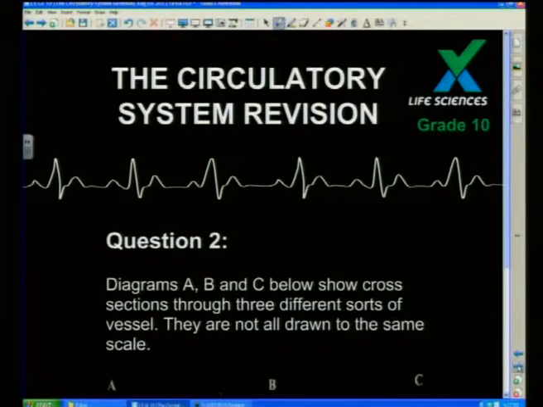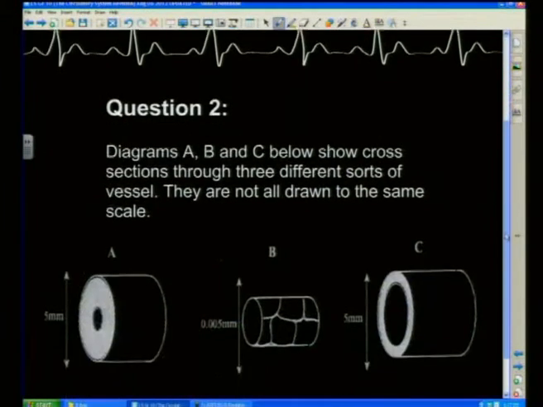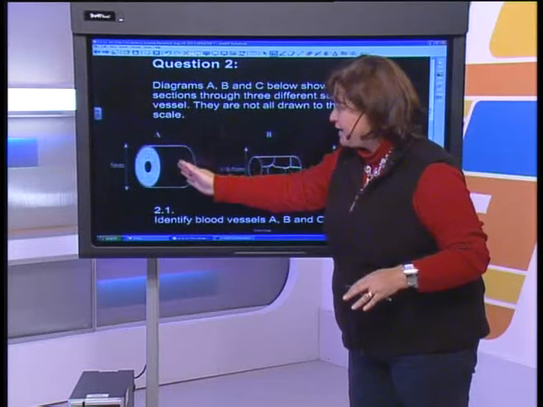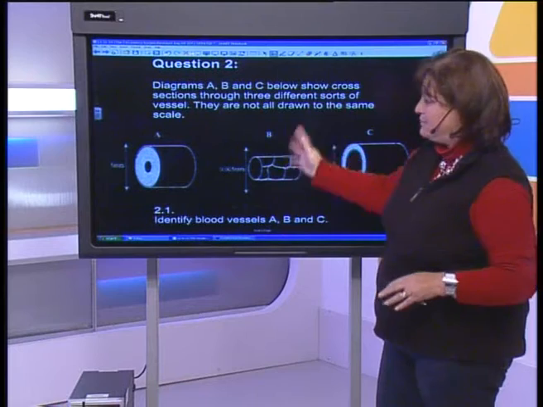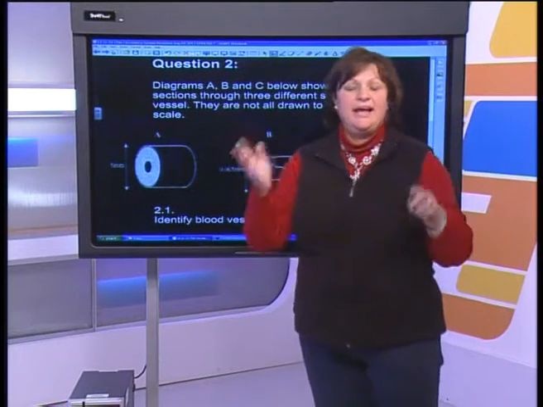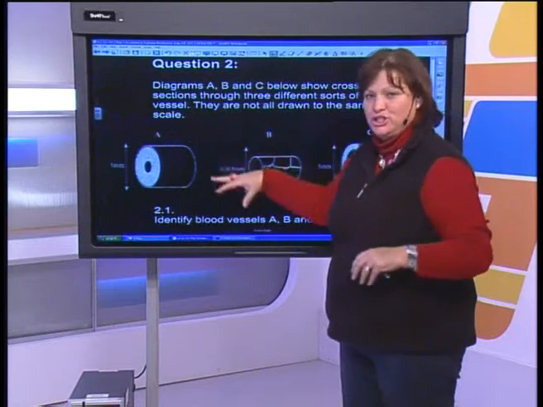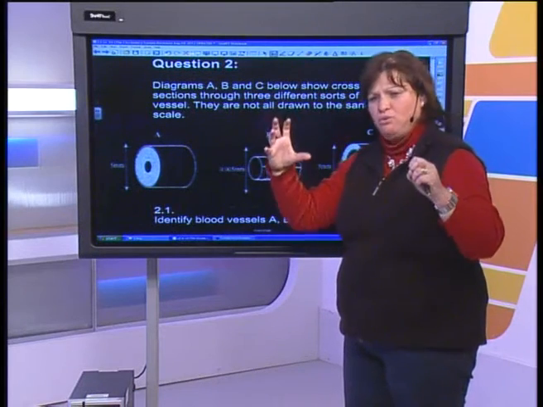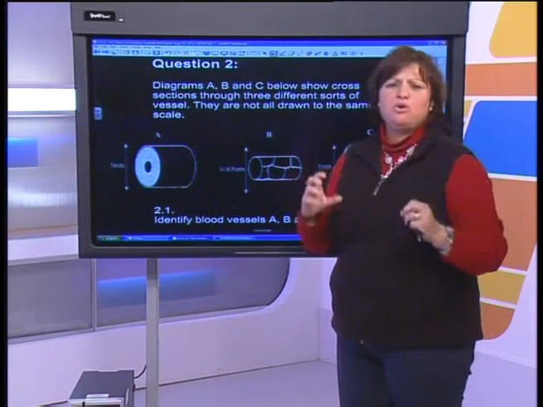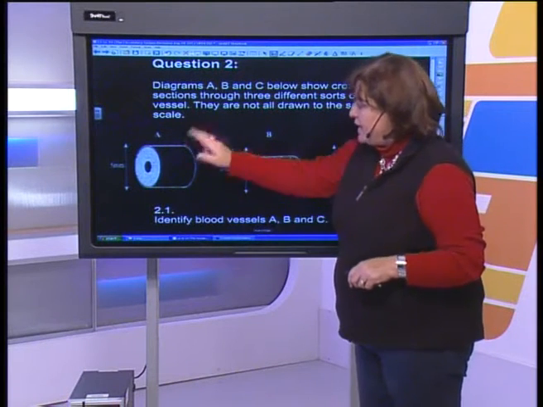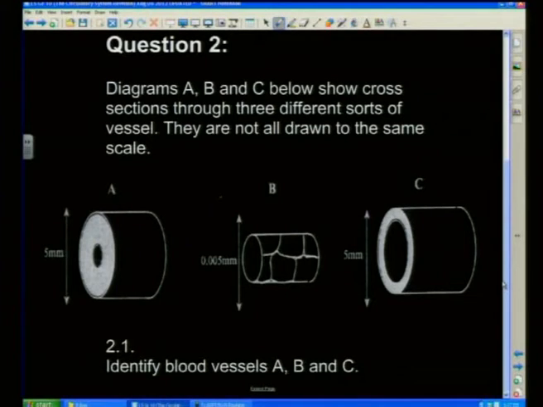Let's start with one of the questions that I have put for you. Here, very simple line diagrams. I have 3 vessels, A, B, and C. If you're studying, you remembered the different concepts: the more muscle, the more elastic, or the smaller lumen, the bigger lumen. This should be quite easy for you. Question number 1: identify blood vessels A, B, and C.